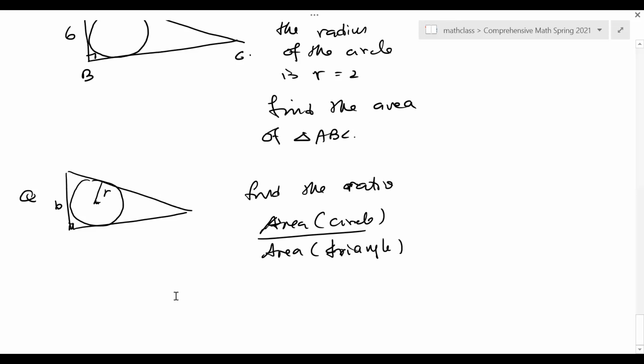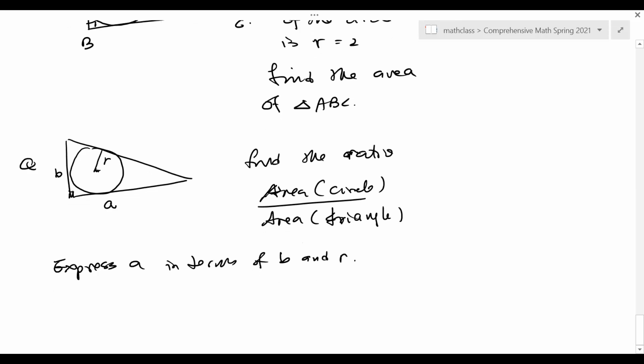Or you find the A, okay? All you need is to find the A. Yeah, right, find the A. Let's say you try to express A in terms of B and R, right? Then you can find the area. Area is A times B divided by 2, and the area of the circle is pi R squared.